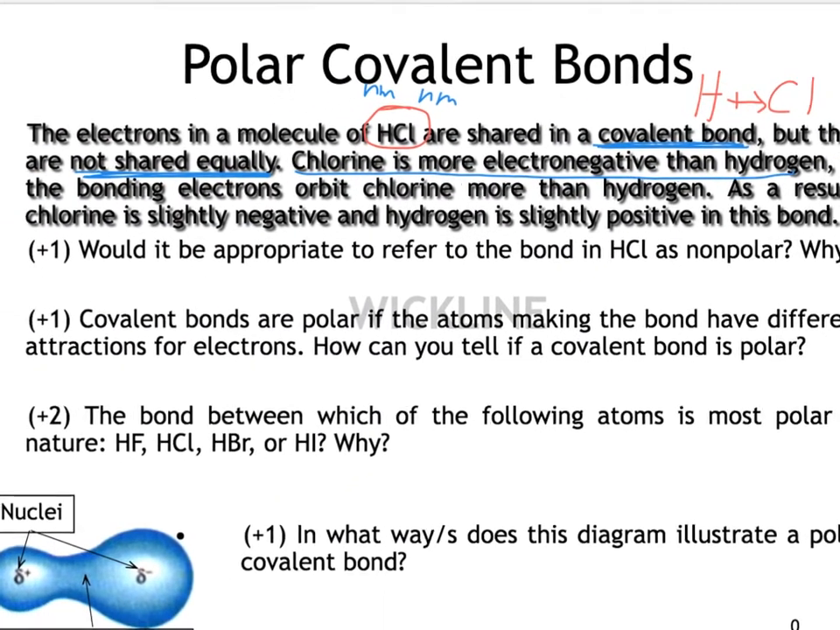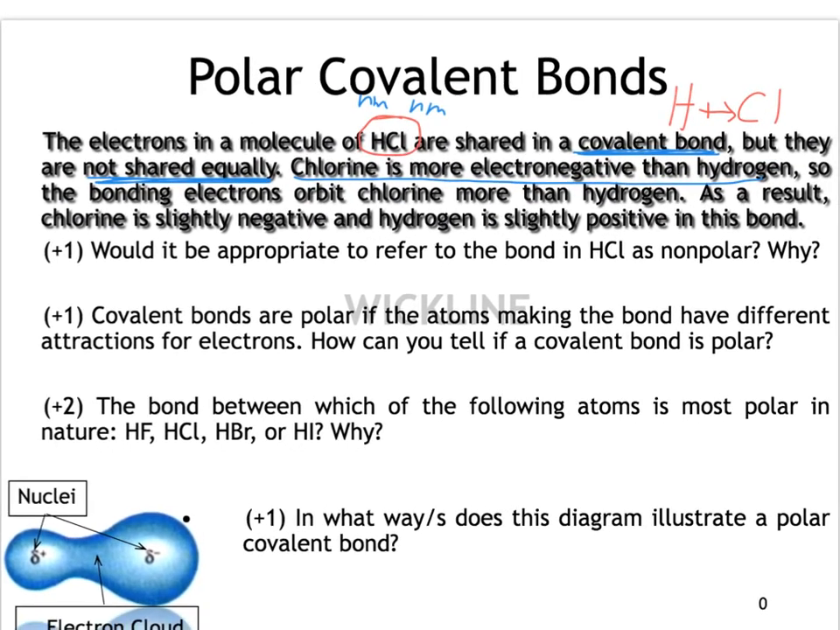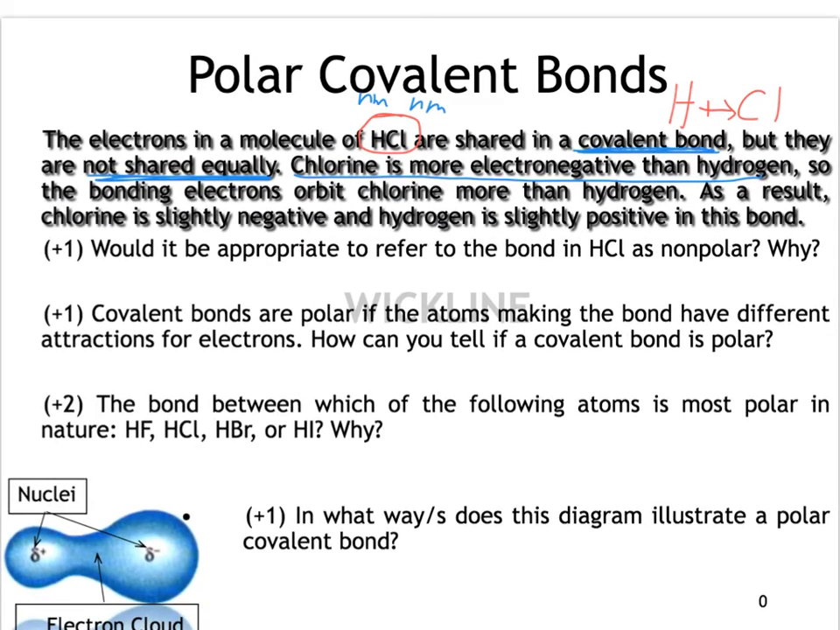So would it be appropriate to refer to the bond in HCl as nonpolar? Absolutely not. And the reason for that is because there is an electronegativity difference of more than zero. So covalent bonds are polar if the atoms making the bonds have different attractions for electrons.